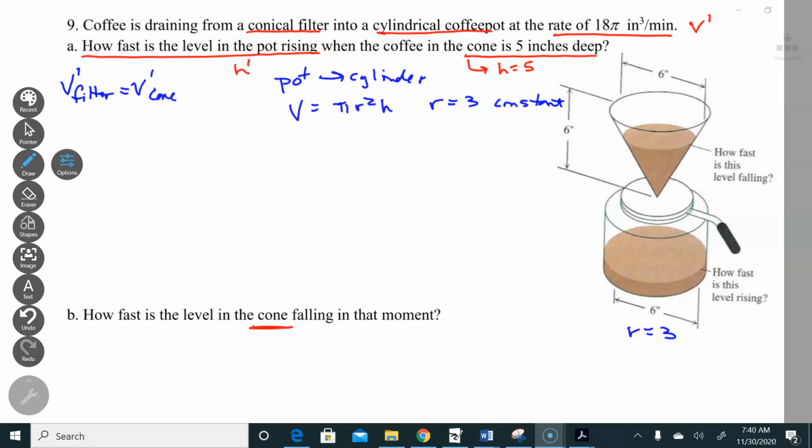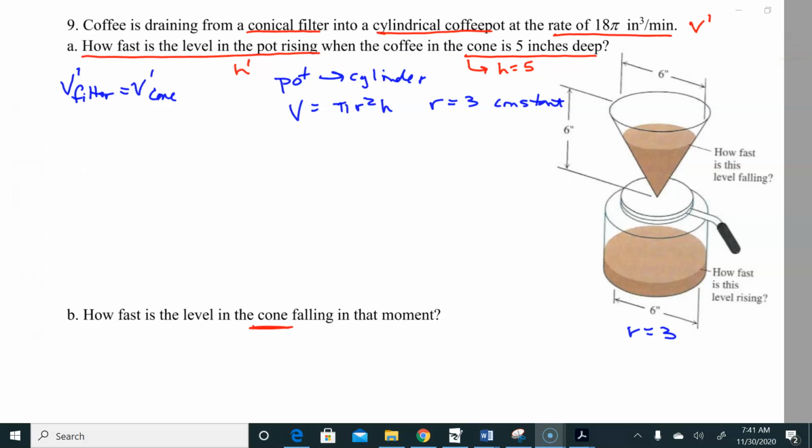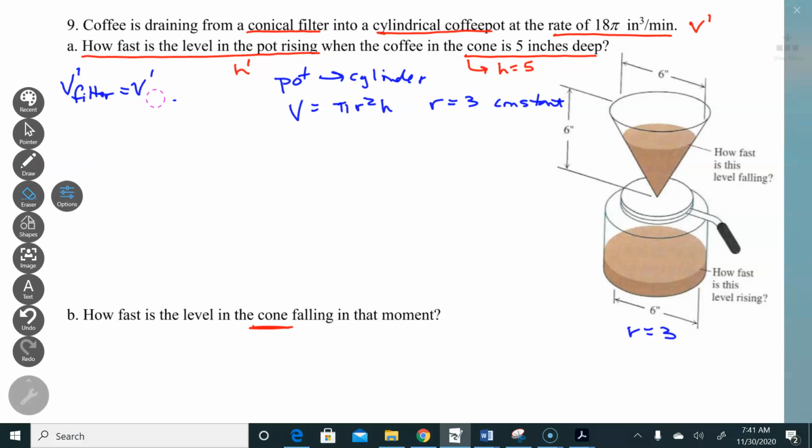So there's a lot to this problem. We have a conical filter feeding coffee into a cylinder coffee pot. I know V prime is equal to 18 pi cubic inches per minute. The one thing I do know is that the rate of change of the volume in the filter is the same as the rate of change going into the, I don't know why I wrote down cone, should be cylinder. Okay, they have to be the same. The pot is a cylinder.